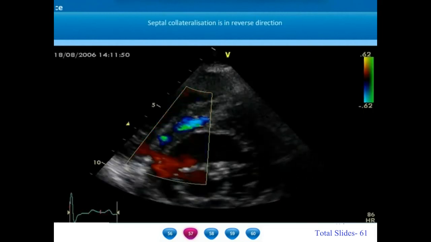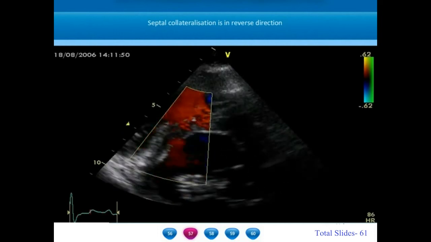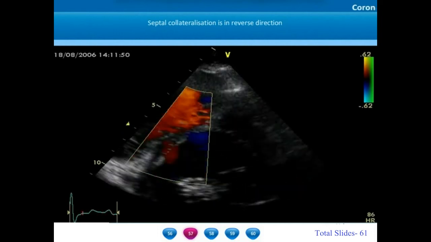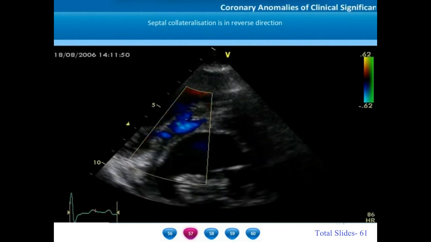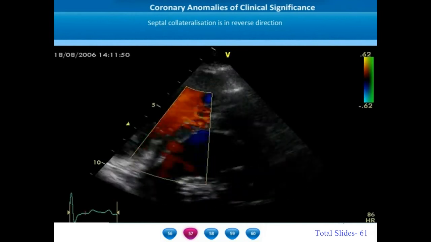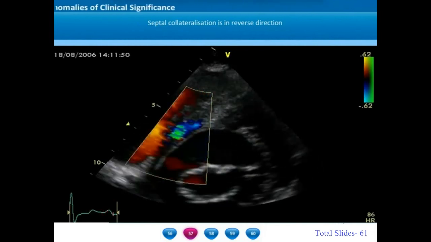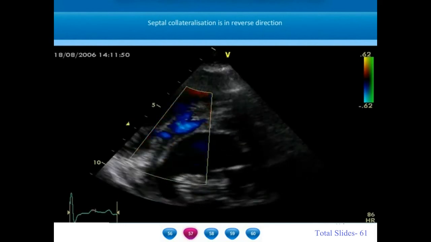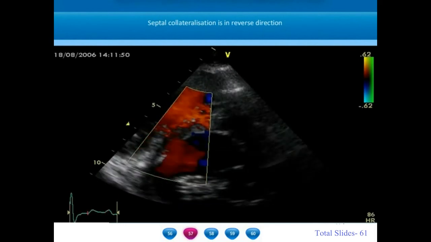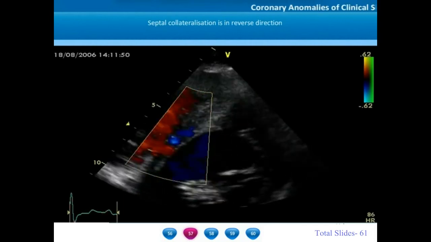We were talking about the septal collateralization in ALCAPA. In anomalous right coronary artery origin from the pulmonary artery, the septal collateralization will be in the reverse direction. That means the blood flows from the septal branches of the left anterior descending coronary artery to the posterior descending coronary artery branch of the right coronary artery. And so on a parasternal short axis view, this is going to show as a blue color coding of the septal collaterals in the interventricular septum.